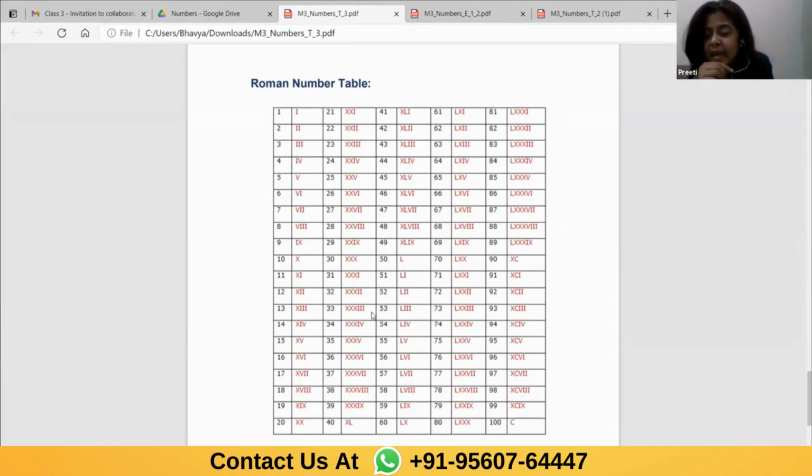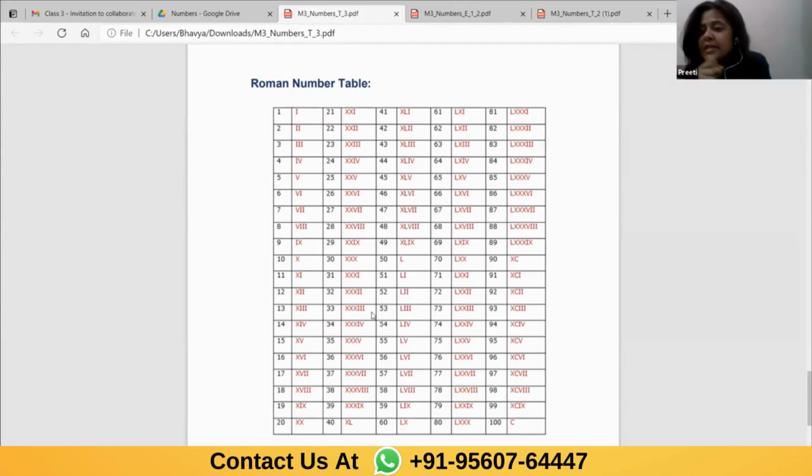Then it comes XXXVI for 36. XXXVII for 37. XXXVIII for 38. Children, in the starting, you can do it like this also: 10 plus 10 plus 10 plus 10. Slowly, when you practice, it will be on your fingertips. Yes, 39 is XXXIX.